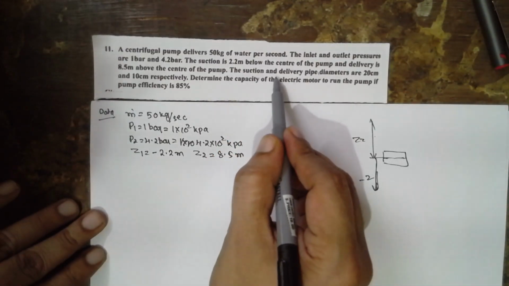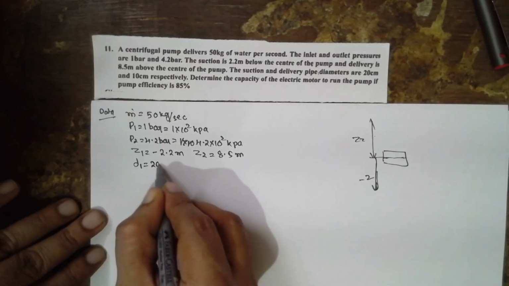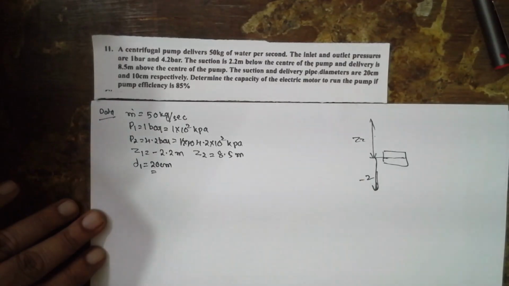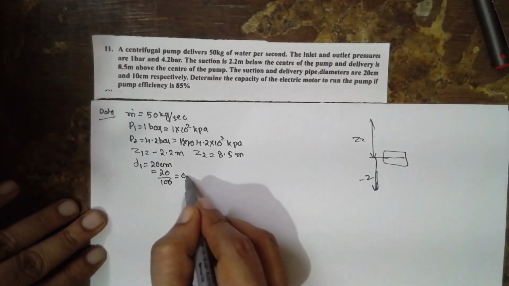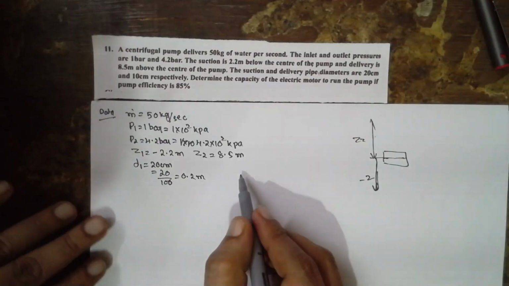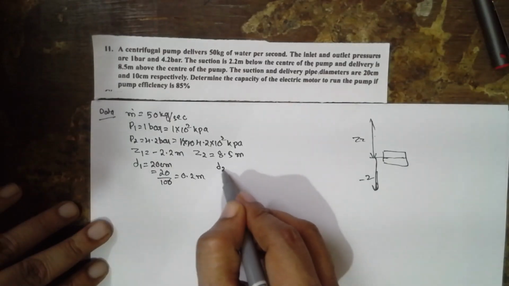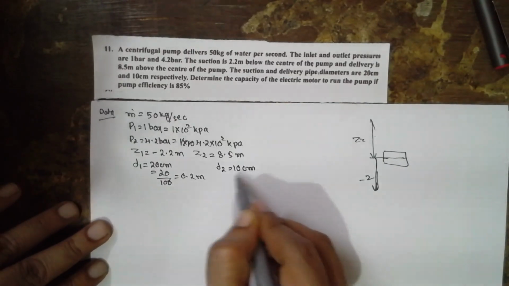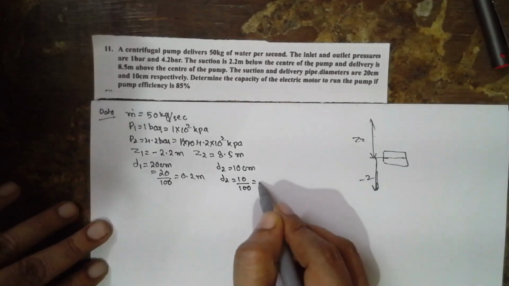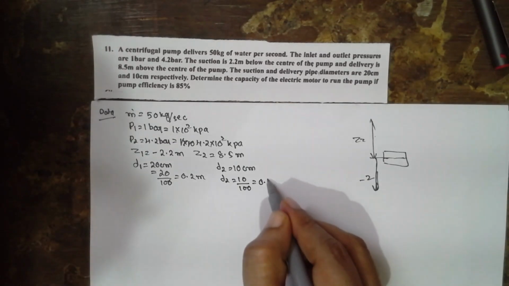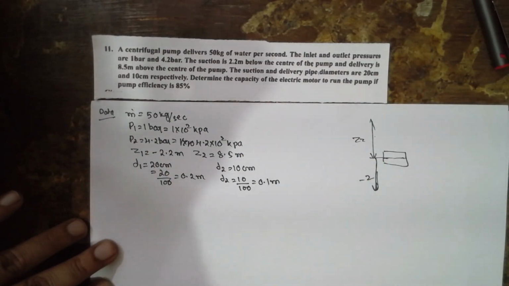The suction and the delivery pipe diameters are given: D1 is equal to 20 centimeter. We need to convert in terms of meter: 20 divided by 100, it will be 0.2 meter. Next, D2 is also given as 10 centimeter. We are converting in terms of meter: D2 is equal to 10 divided by 100, it will be 0.1 meter. Determine the capacity of the electric motor. We need to find out the W value.